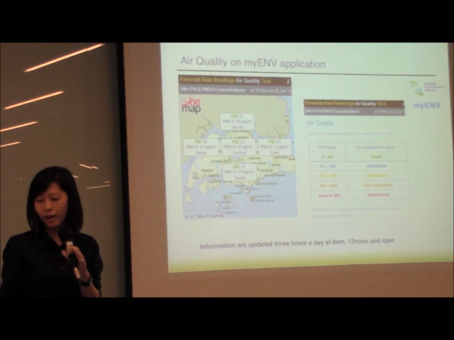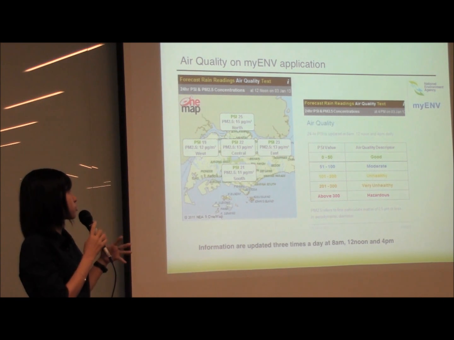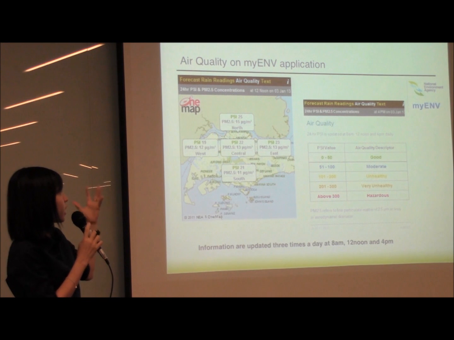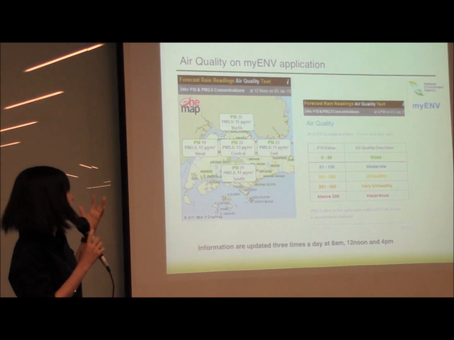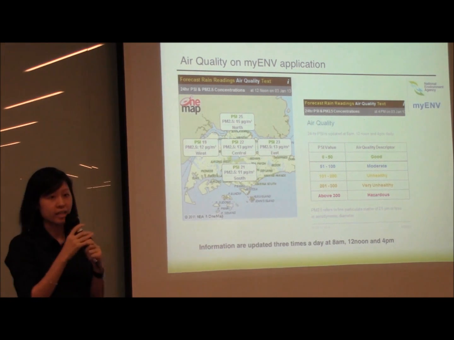So other than the mobile application, on the MyEMV apps you can also get access to other kinds of information, such as the rainfall, the forecast for weather, the rainfall data.